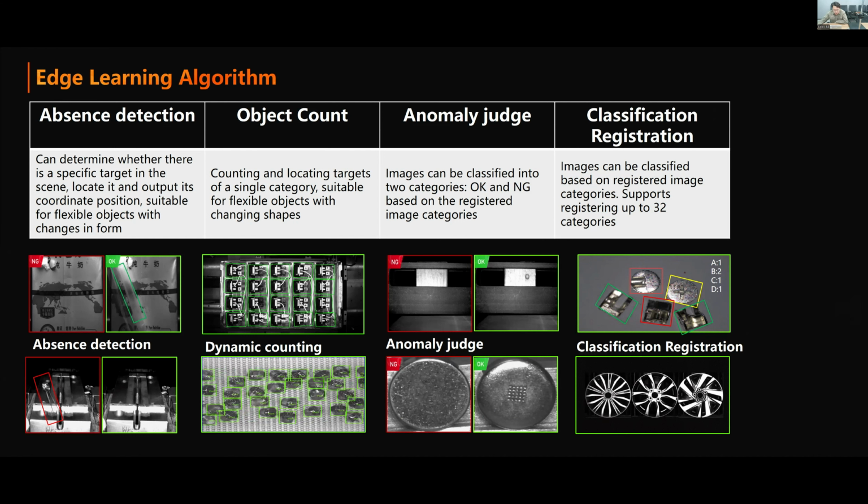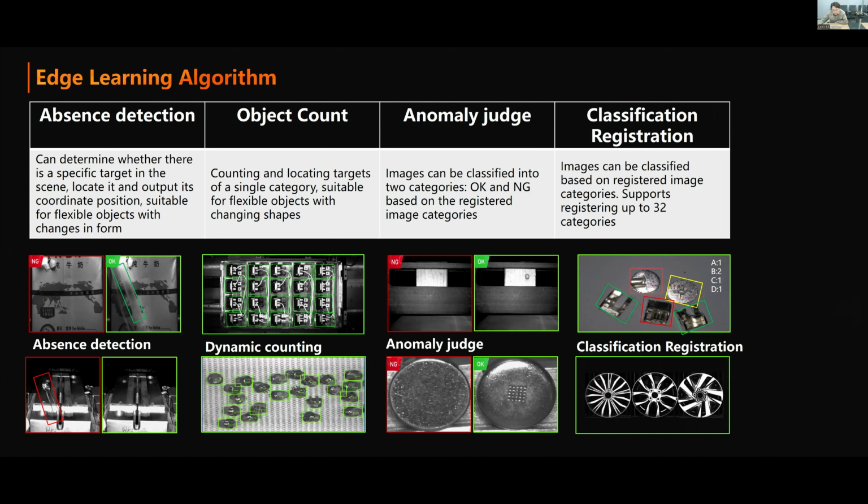The second algorithm is object counting. It can count and locate targets of single categories, suitable for flexible objects with changing shapes. Here is dynamic counting for goods. And the third algorithm is anomaly judgment. Images can be classified into two categories, OK and NG, based on the registered image categories. Here is a sample for the positive and the negative side of objects.